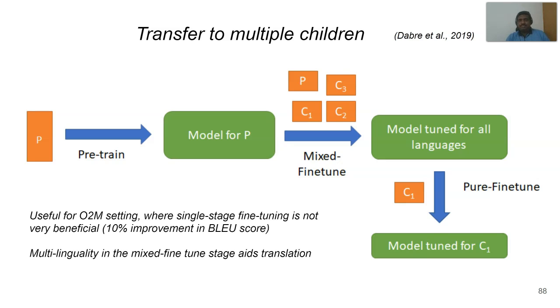A good strategy that works well is to first pre-train on the parent language pair, of course, and then have a multi-stage tuning approach where you first tune jointly on the parent language plus all the child language pairs, so that you get a model that is tuned for all the child languages, and then you do a final fine-tuning step for the child language. So what this ensures is that in the second stage, the multilinguality helps to improve translation on the final language pair of interest.